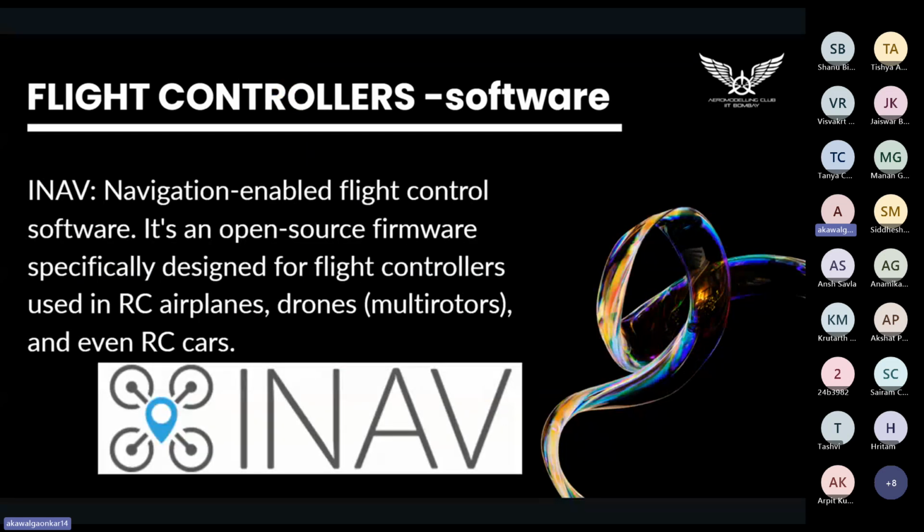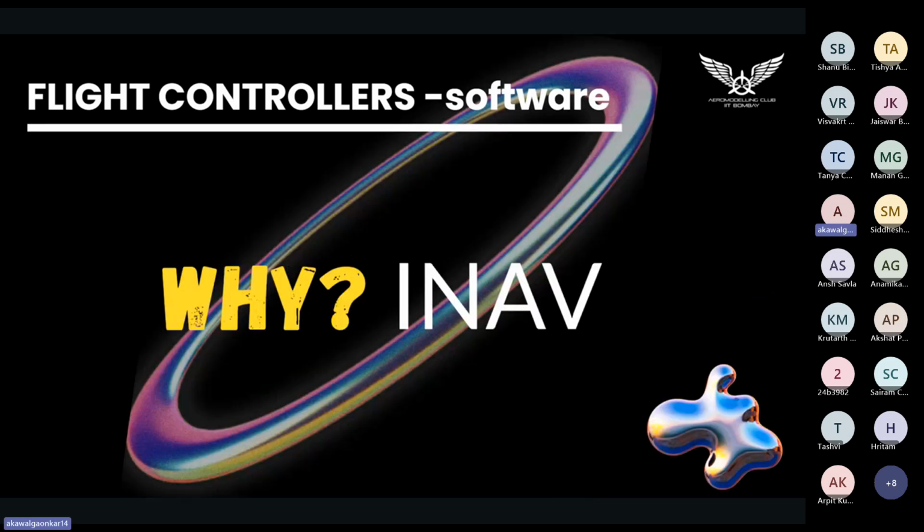So, INAV. INAV is Navigation Enabled Flight Control Software. That's its full form. It's an open source firmware specifically designed for flight controllers used in RC planes, drones, and even in RC cars. RC car में भी INAV use होता है because it is one of the easy software compared to QGroundControl and Ardupilot. Its interface is easy. So you will be asking why use INAV, why not use Betaflight?